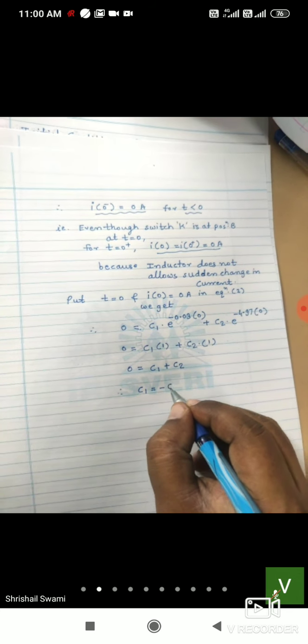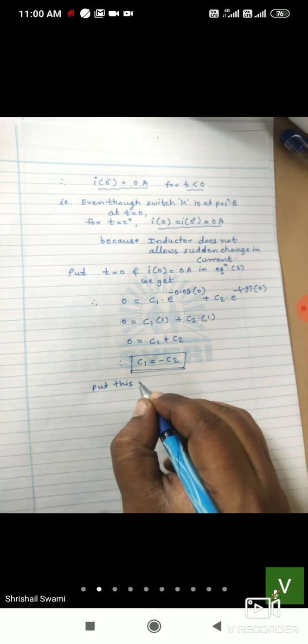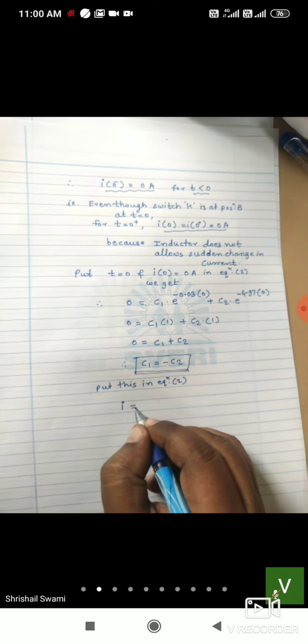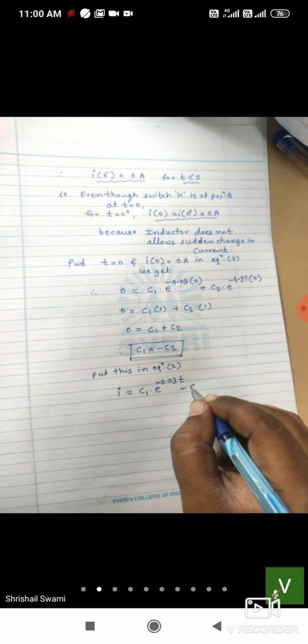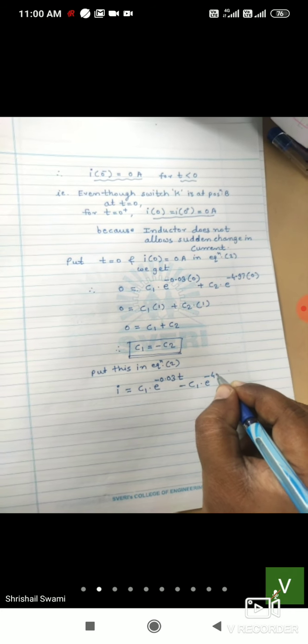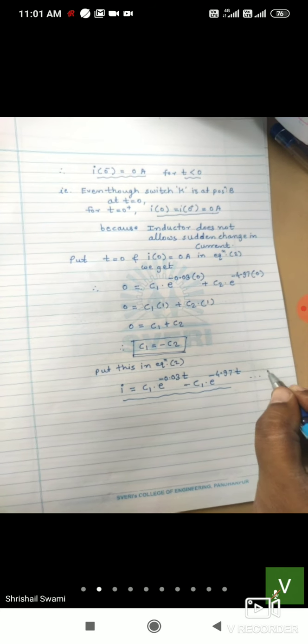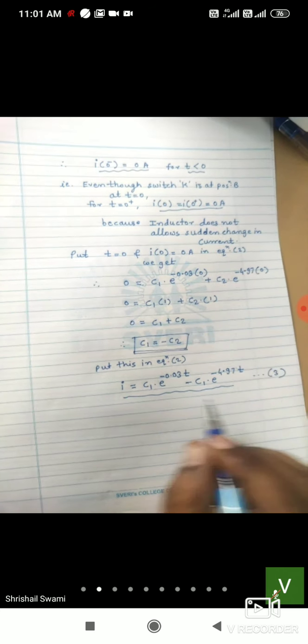Put this in equation 2. Therefore I is equal to C1 as it is, C1 into e raised to minus 0.03 into t, and in place of C2 we put minus C1, so minus C1 into e raised to minus 4.97 into t. So this is your equation number 3. We still have to find the answer for C1. Once C1 is found, your problem is complete.